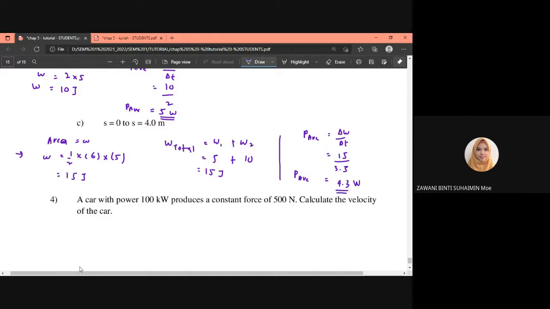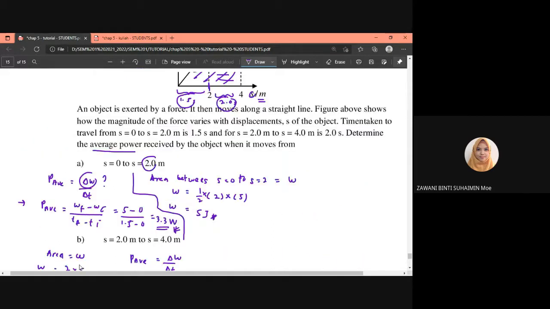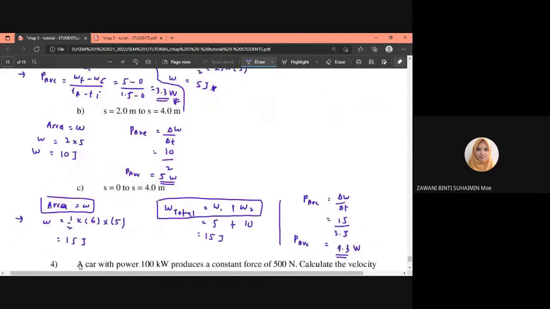Ingat, sama ada awak nak guna area of the trapezium boleh ataupun awak nak sum up all the work that you have calculate from the previous question pun boleh. Yang penting menggambarkan area keseluruhan, sebab masa kita dia nak minta daripada awal ke akhir iaitu 0 ke 4.